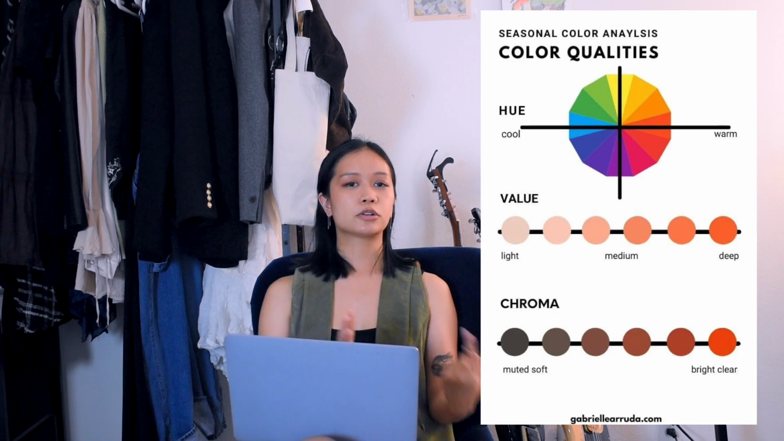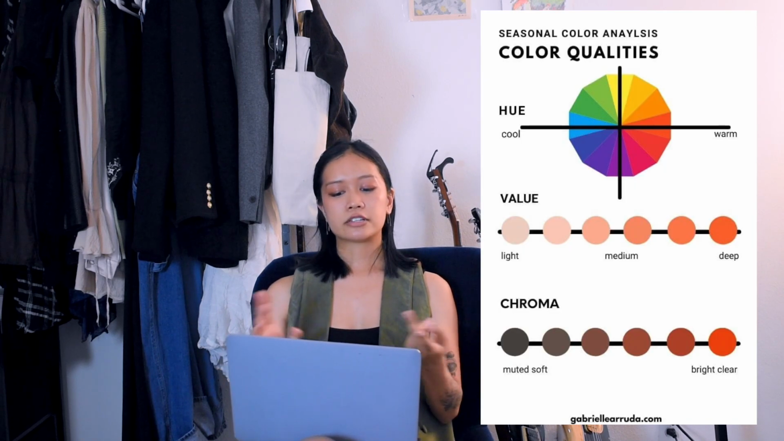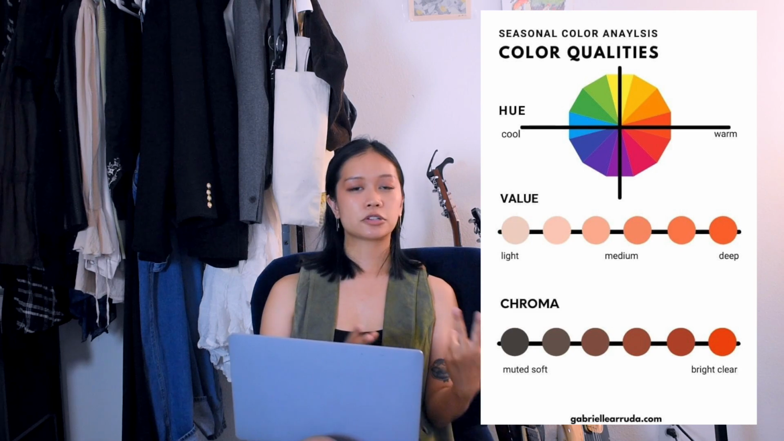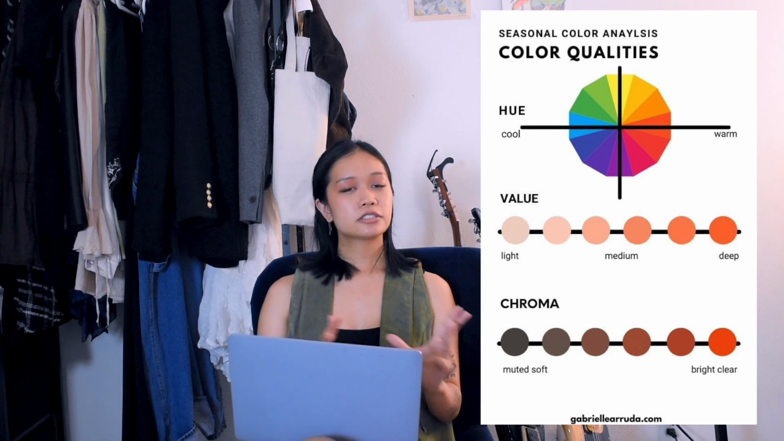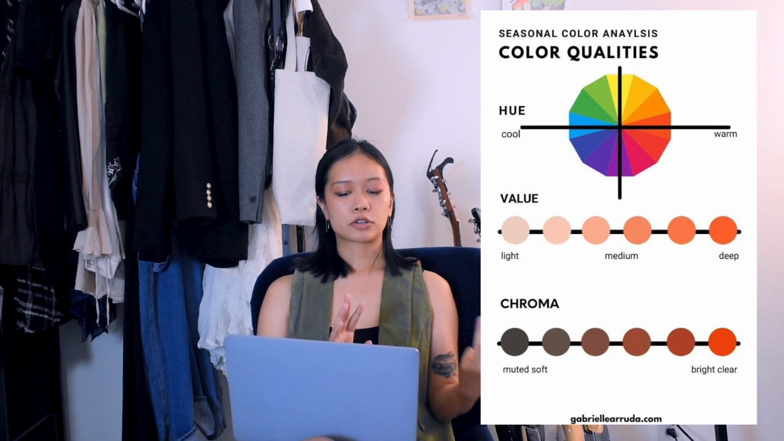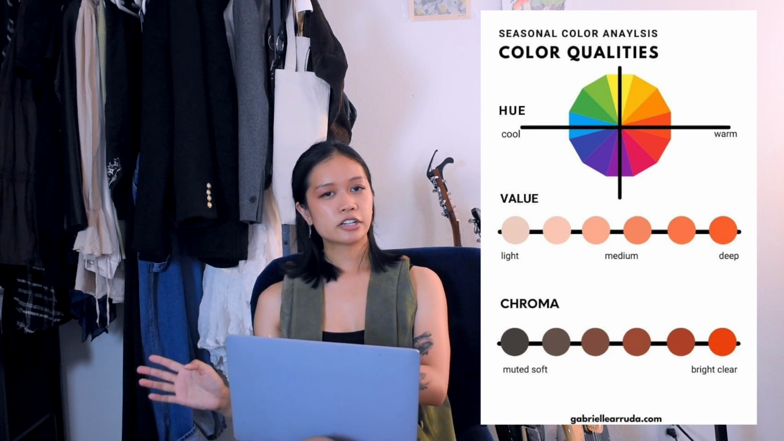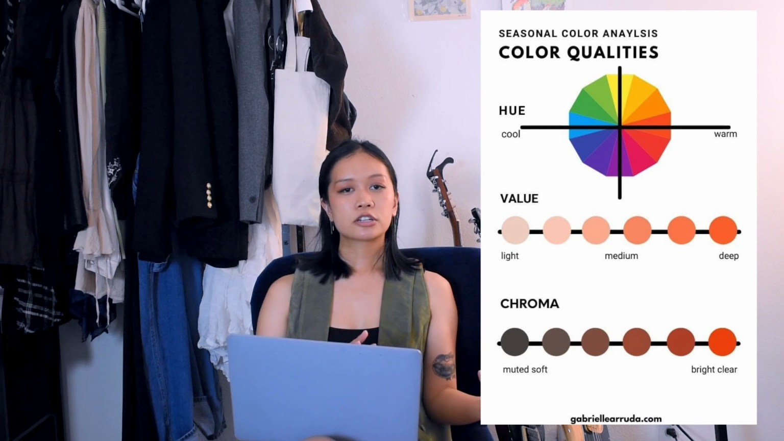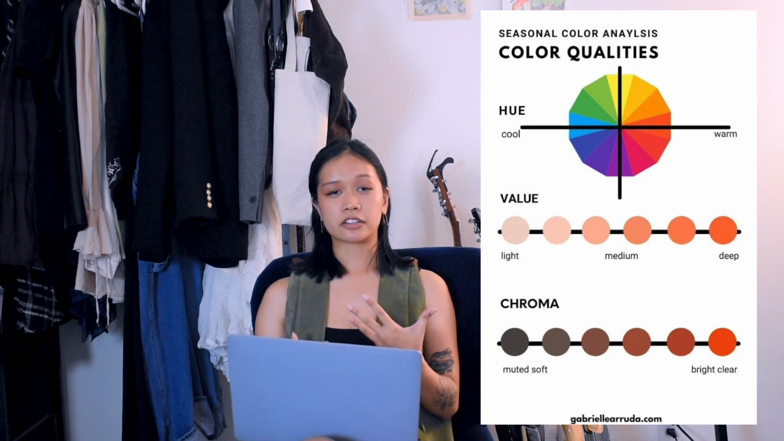So there are three main factors that go into determining your color palette. The first is hue, which is whether you are cool or warm toned. And then there's value, which is either light or dark, so lighter colors or darker colors. And then there's chroma, which is muted or soft to bright or clear. So whether muted colors look better on you or bright vivid colors look good on you.